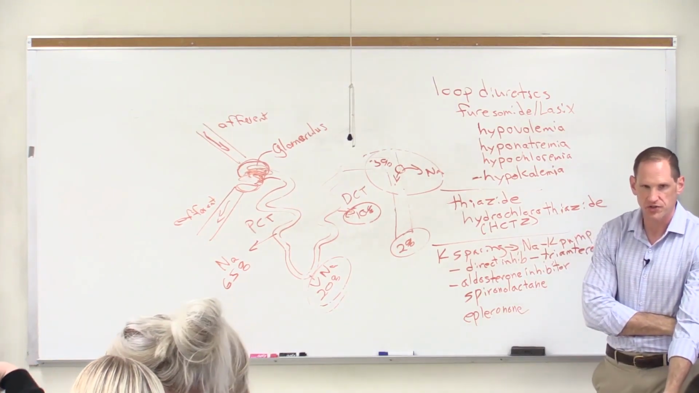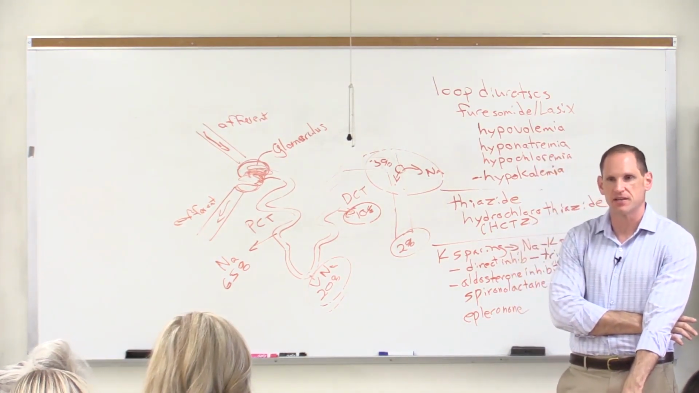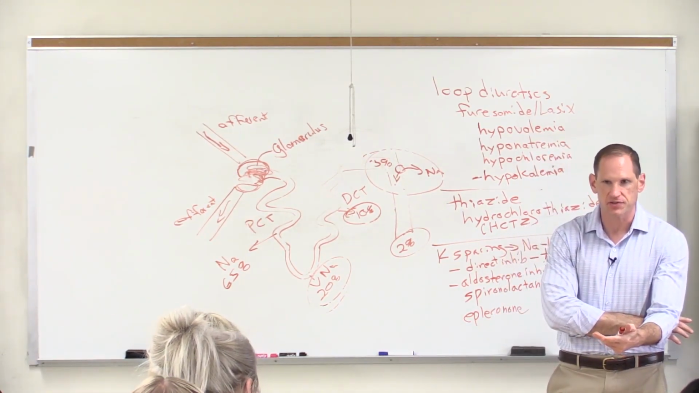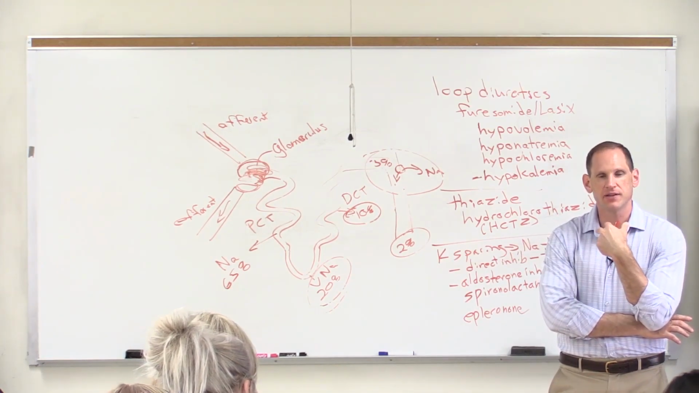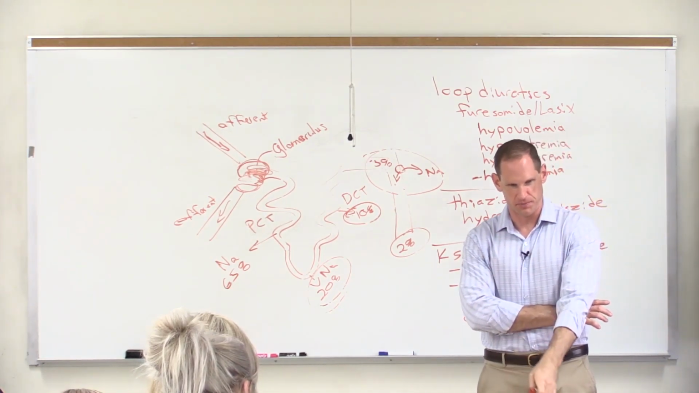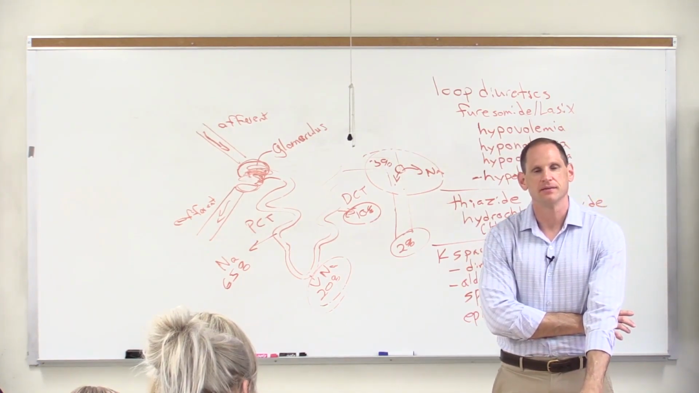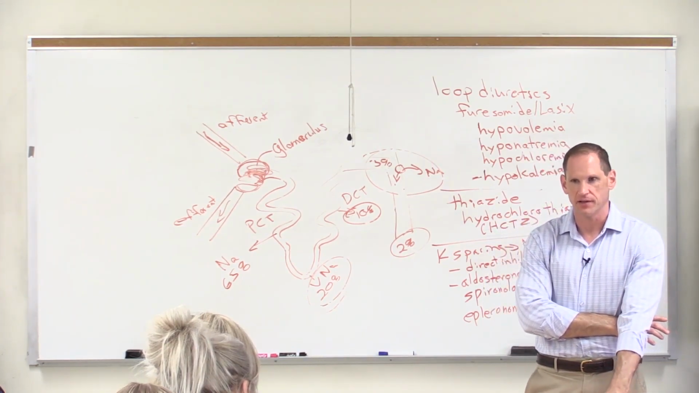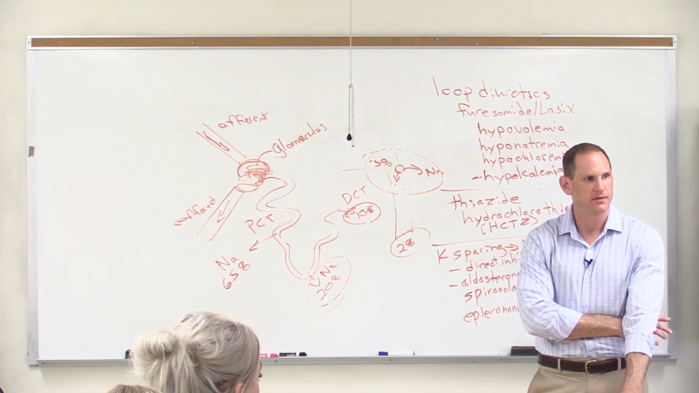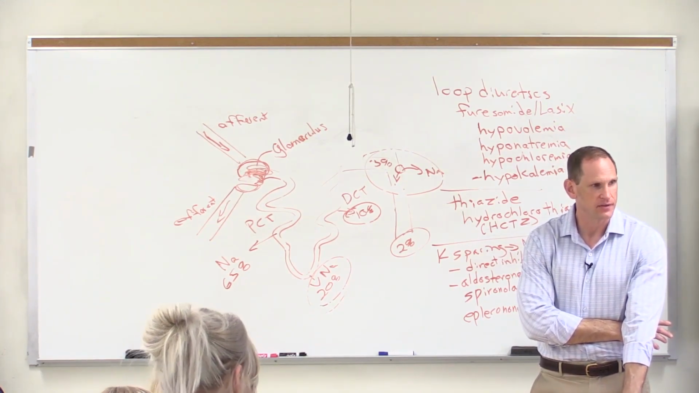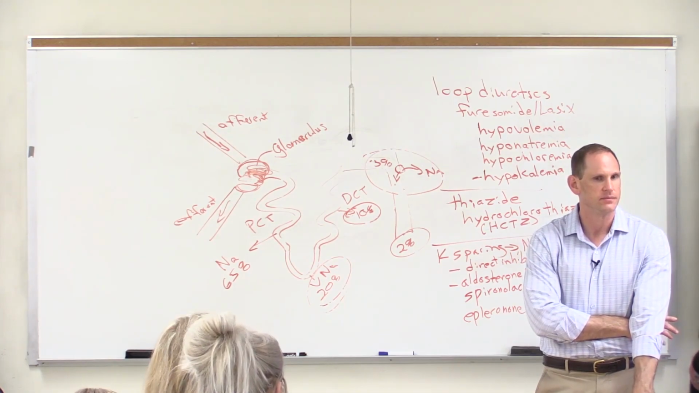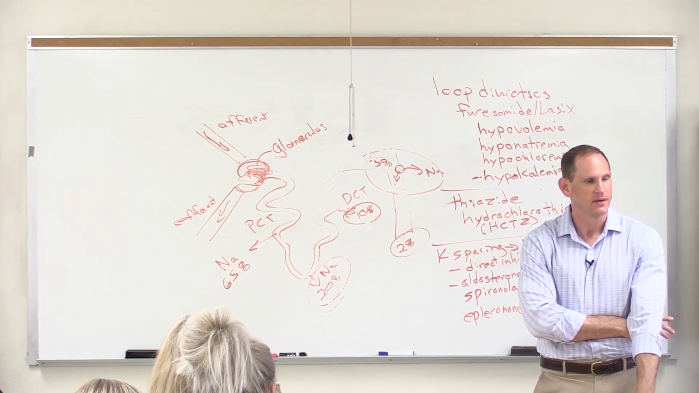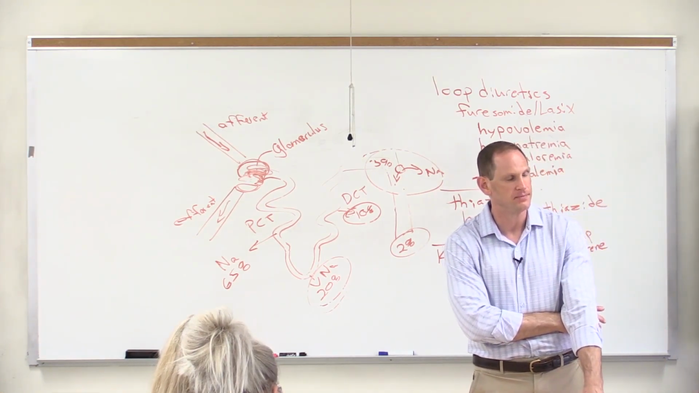Spironolactone is much, much older. It's also much cheaper, but it has some nasty adverse effects. It can lead to anti-androgen effects, which can cause higher voice in men, testicular atrophy and gynecomastia. What was the second one? Testicular atrophy. Gynecomastia. Breast growth in men.